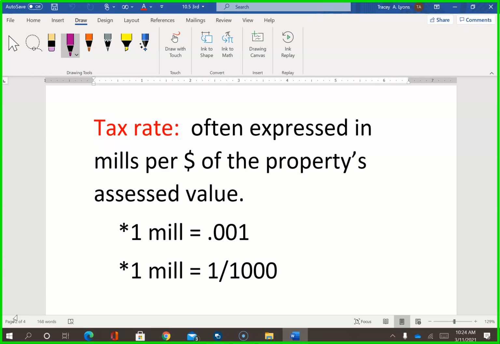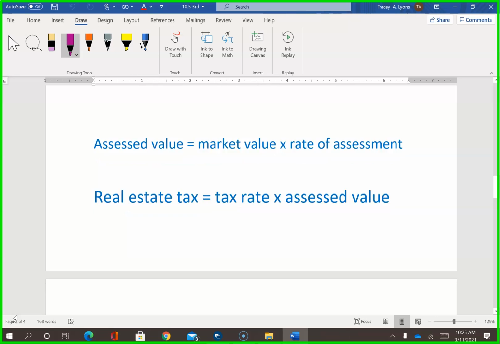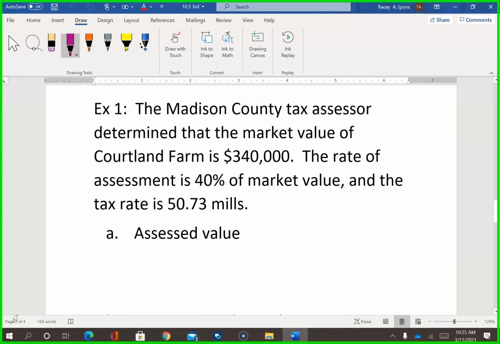So when they give you these questions and they say it's in mills, you have to convert that into dollars before you actually use it. So very easy to do that. You just divide by 1,000, or you can multiply it by 0.001, which is also 1/1000th. Super easy formulas. I'm going to go through those in a minute.